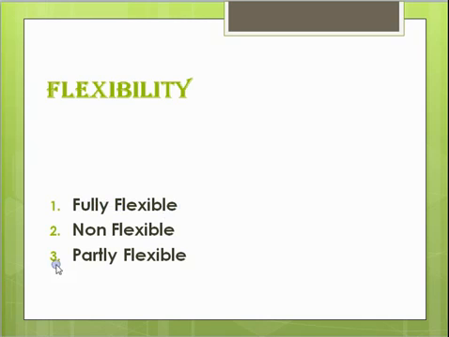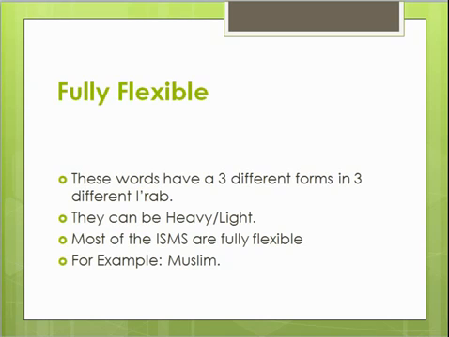Now look at this: fully flexible, non-flexible, partly flexible. So what's fully flexible? These words have three different forms in three different i'rab. That means a rafa form is something, the nasab form is something else, and the jar form, the majroor form, is something else. They can be heavy and light, just like the word Muslim.